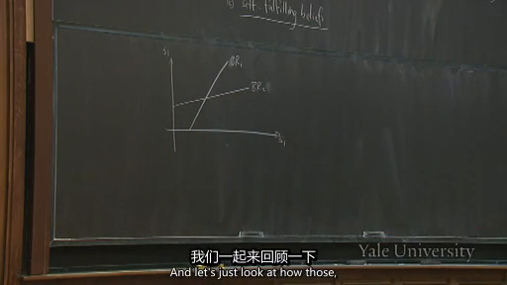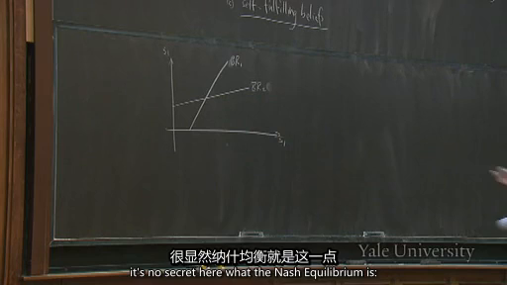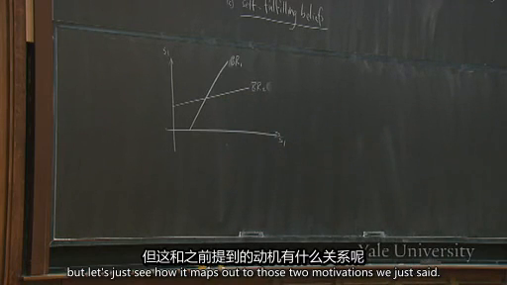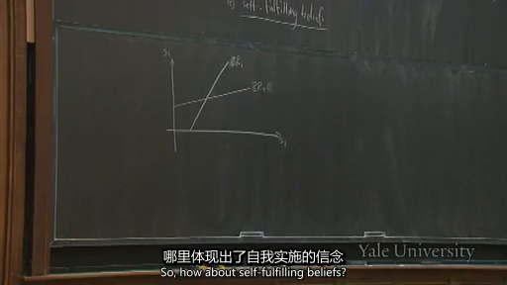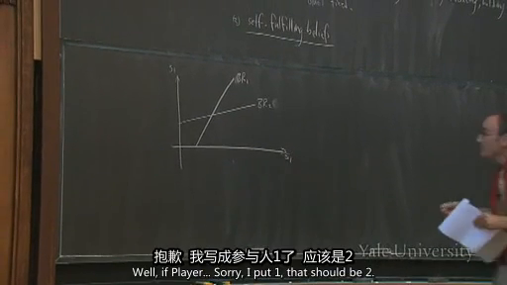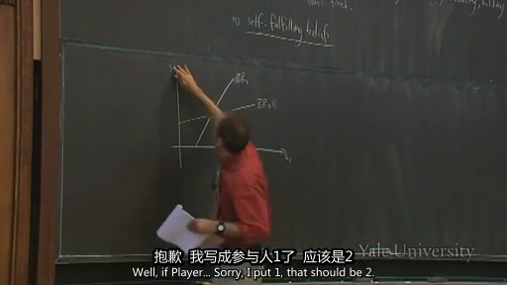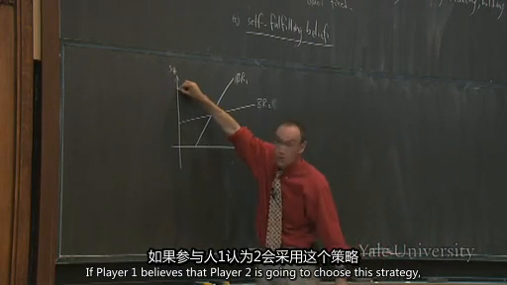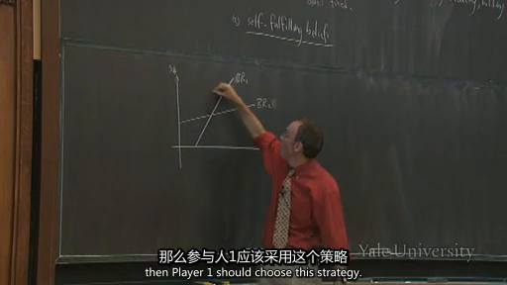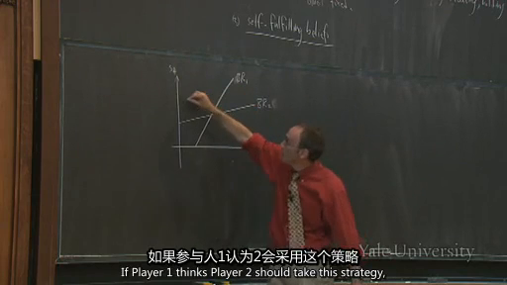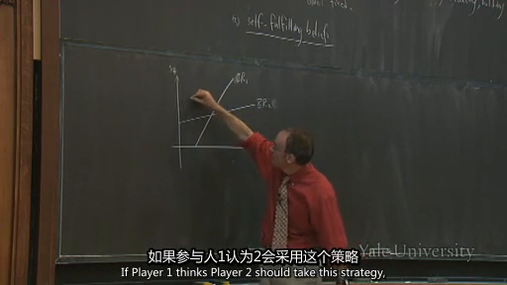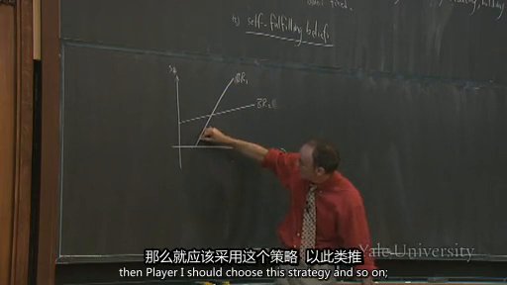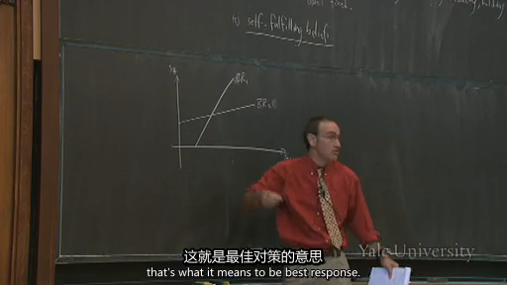And it's no secret here what the Nash equilibrium is. The Nash equilibrium is where the lines cross, but let's just see how it maps up to those two motivations we just said. So how about self-fulfilling beliefs? Well, if player, sorry, I put a 1, that should be 2. If player 1 believes that player 2 is going to choose this strategy, then player 1 should choose this strategy. If player 1 thinks player 2 is choosing this strategy, then player 1 should choose this strategy, and so on. That's what it means to be a best response.